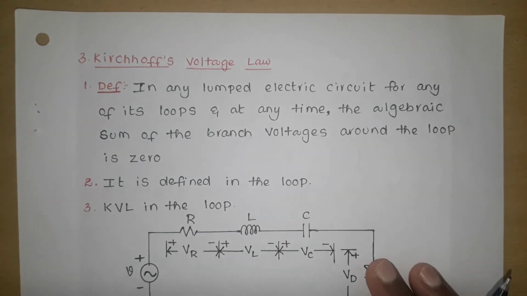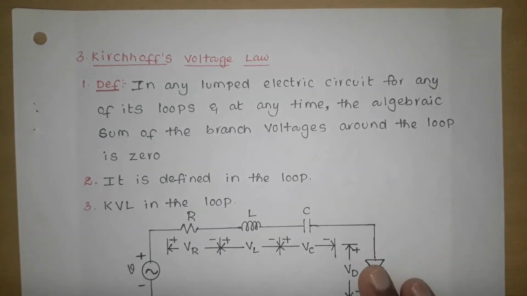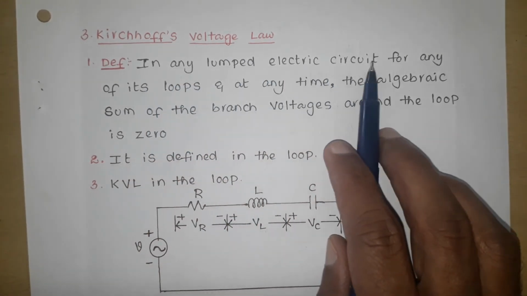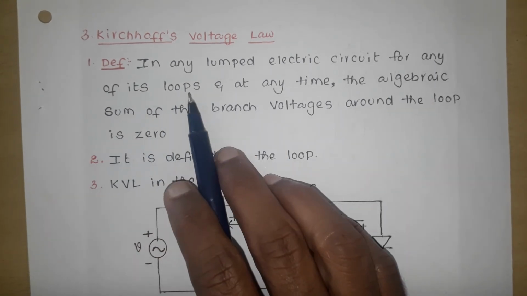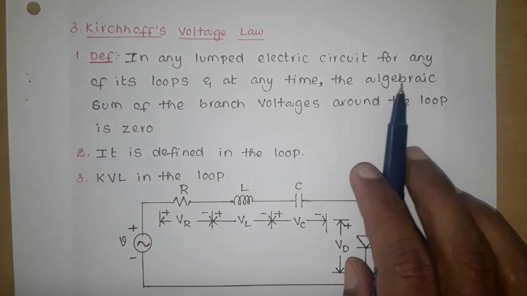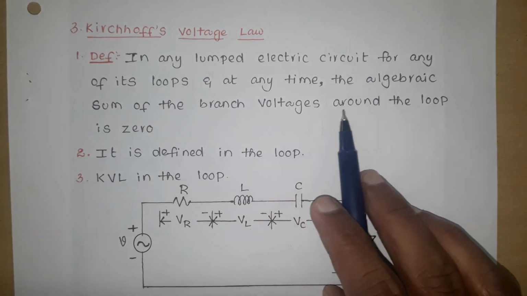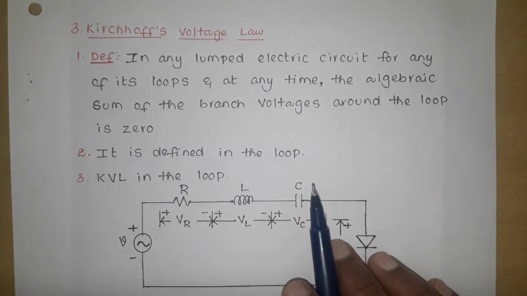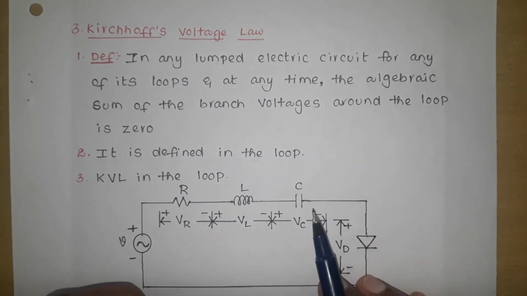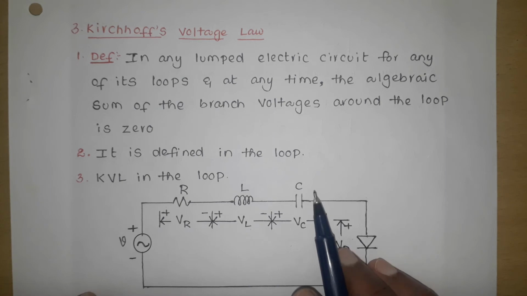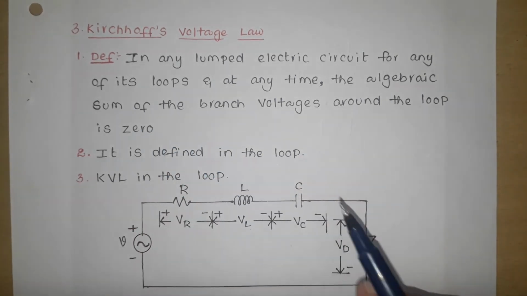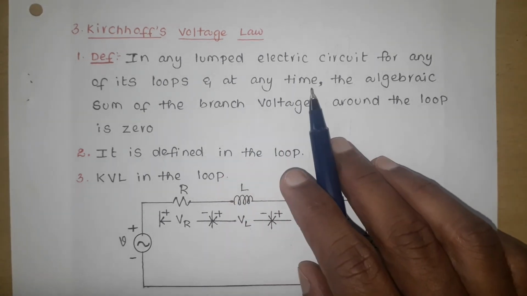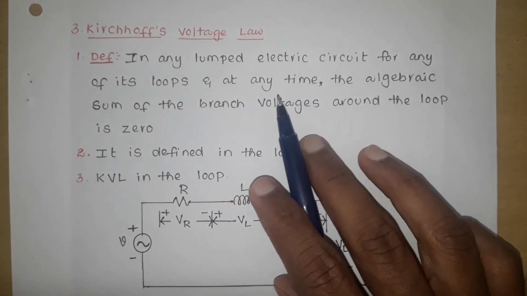In a similar manner, KVL, Kirchhoff's voltage law. The basic definition of Kirchhoff's voltage law is: in any lumped electric circuit, for any of its loops at any time, the algebraic sum of the branch voltages around the loop is 0. KVL is also applied only for lumped circuits, not for distributed circuits. Here we are applying KVL for a loop or a mesh at any time. We can even apply this for AC circuits.